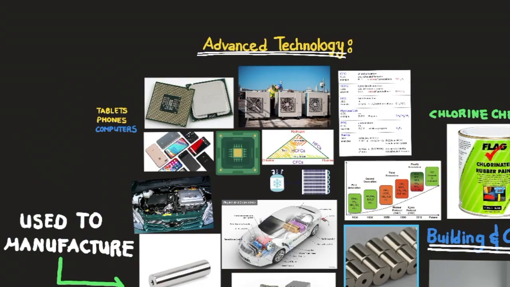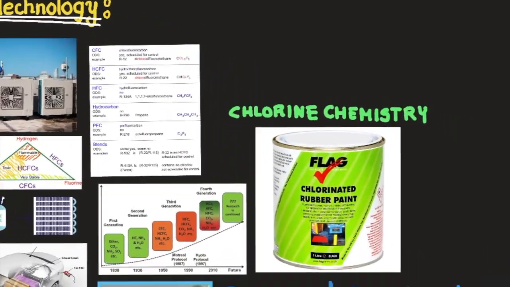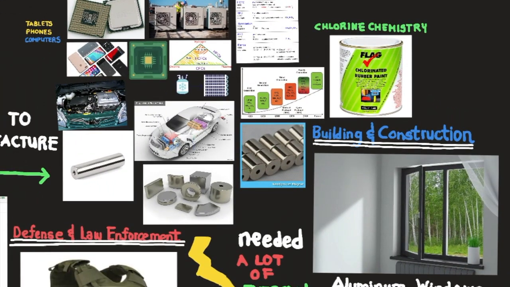Various things in the advanced technology sector include tablets, phones, computers, HFCs, which are now banned because they dissolve the ozone layer away. Other things such as coolants, which are now replaced by safer alternatives, are used in refrigerators. They're used in the manufacturing of chips. They're used in the manufacturing of components in cars. They're used in the manufacturing of paints. They're used to create windows that are energy efficient.